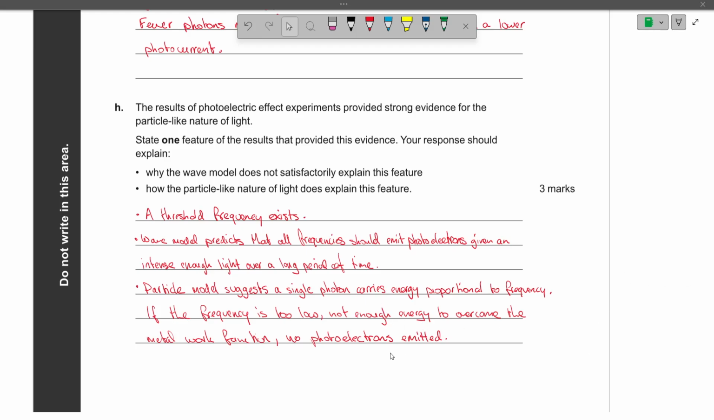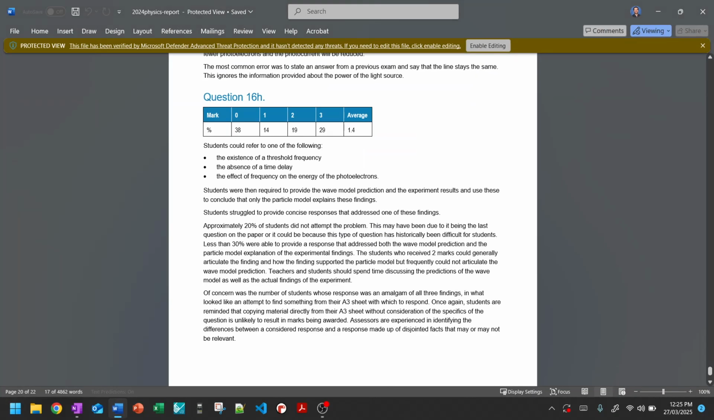Okay. There are two other things that you could talk about. I'm not going to go on about them here. Discuss it with your teacher if you want to. The absence of a time delay. There is no delay between shining the light on the metal and detecting a current. It doesn't matter how strong or dim your light source is, you'll always detect a current pretty much straight away.